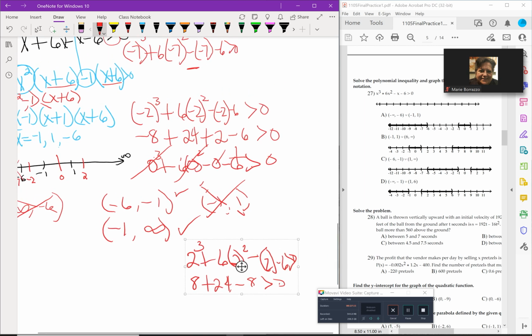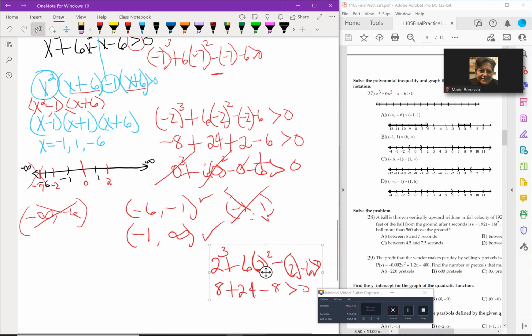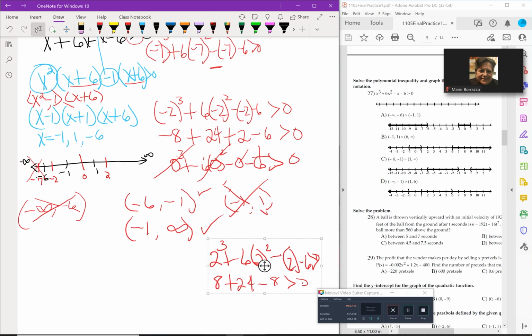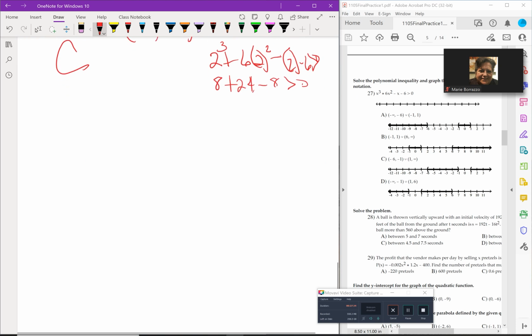So it looks like for number 27, I'm thinking this is going to be answer choice C. Pay attention to these questions because sometimes they'll put a bracket on one just to throw you off. Just be sure that they are parentheses in this case. All right, number 28.